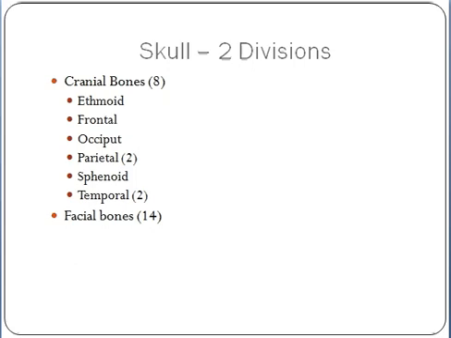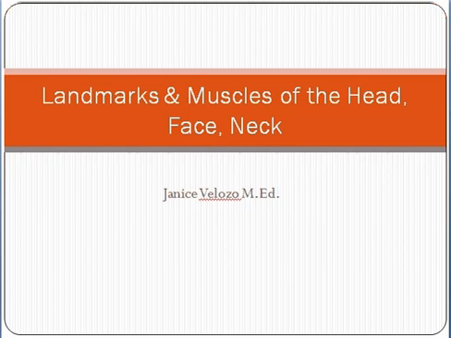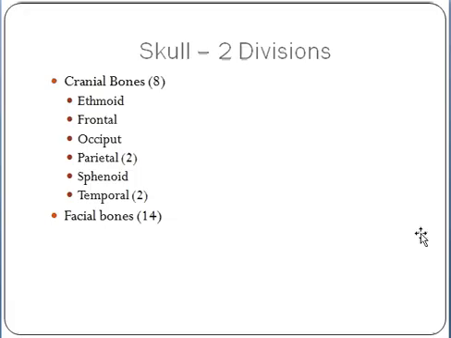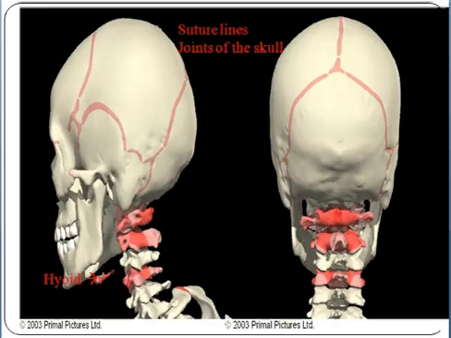The ethmoid and the sphenoid bones are in the face area, and they're internal to the skull so that you cannot see them. The facial bones, you only need to know that there are 14 facial bones. So here's a picture of the skull. These pink lines represent the suture lines, or the joints of the skull.